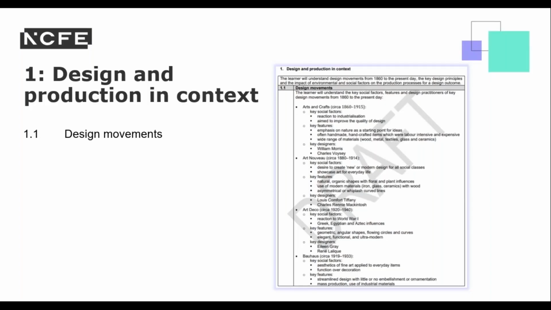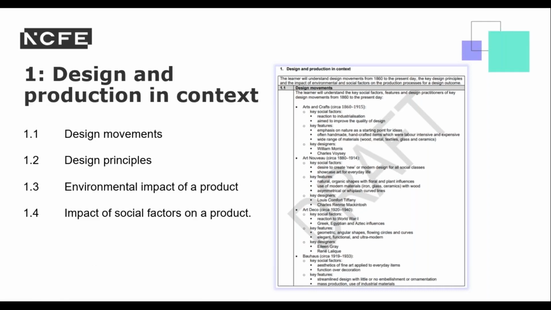Content Area 1, Design and Production. Here is an example from the specification, and it covers the following. 1.1, Design Movements. 1.2, Design Principles. 1.3, environmental impact of a product, and 1.4, impact of social factors on a product.